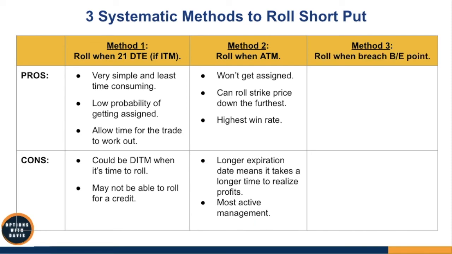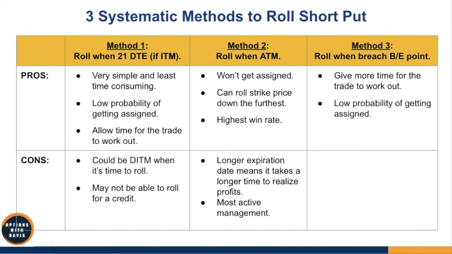Now the third method is to roll when it breaches your break-even point. The break-even point is basically the strike price minus your premium. All right, so let's say your strike price is $100, you sold it at 100, and then you received $1 in premium. So in this case, your break-even will be $99. Right? So if the price comes down to $100, which is at the money, you don't roll it yet. You wait until it goes to $99, then you can consider rolling. So this is what it means to roll when it breaches your break-even point.